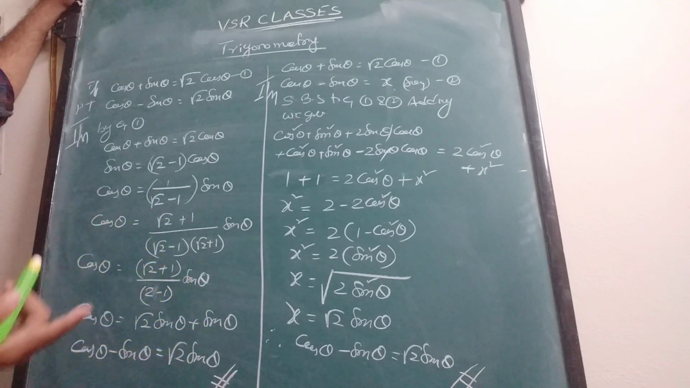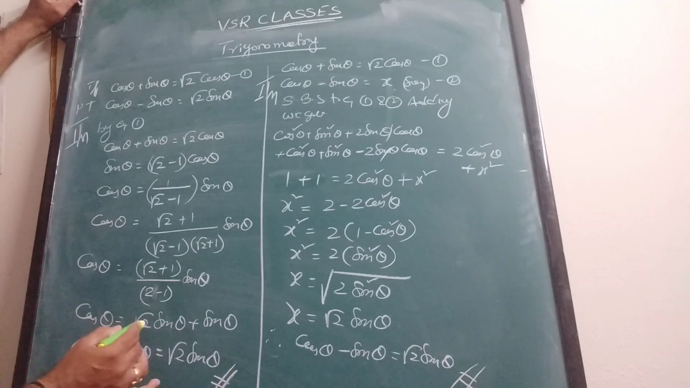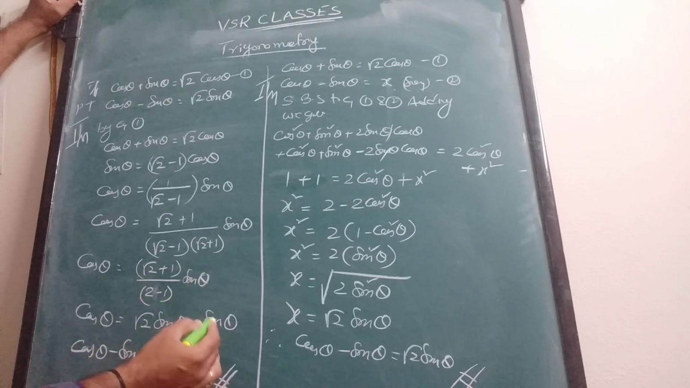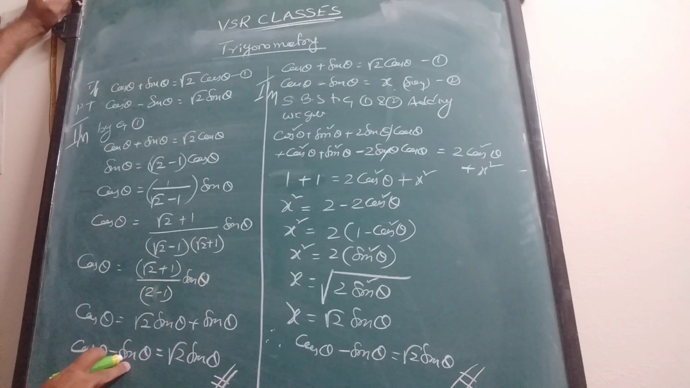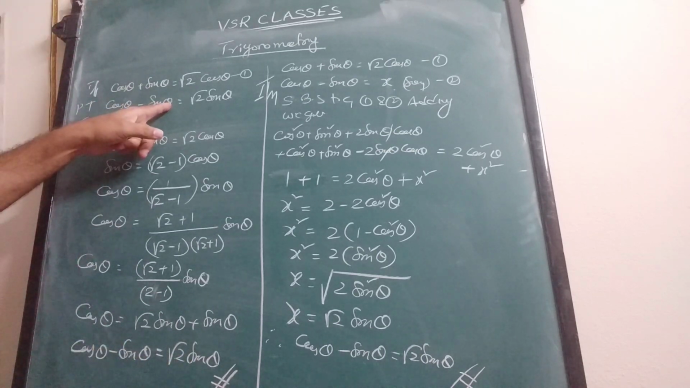So, 2 minus 1 anyhow 1. So, we got cos theta is equal to root 2 sin theta plus sin theta. 1 is there, sin theta. You bring sin theta this side. Cos theta minus sin theta is equal to root 2 sin theta. Like this, you got the result.